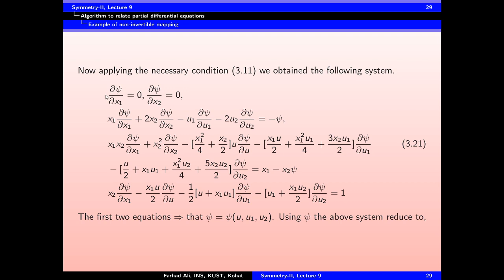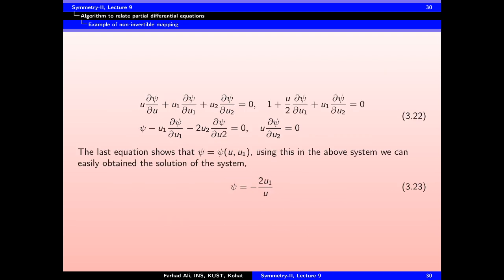What do these two equations tell us? These two equations tell us that psi is independent of x1 and x2. It only depends on u and its derivatives. So putting that information in the given system, the system reduces to this one. And this last equation tells me that psi only depends on u1, not on u2. Now putting this information above in these three equations, we can get this solution.